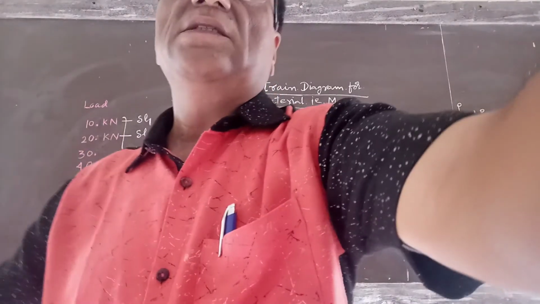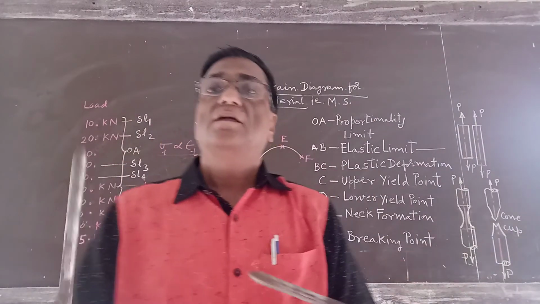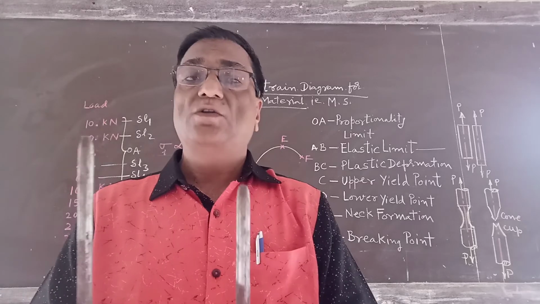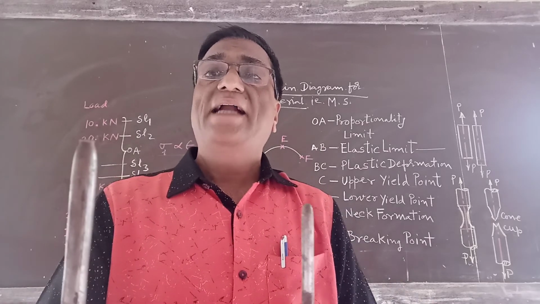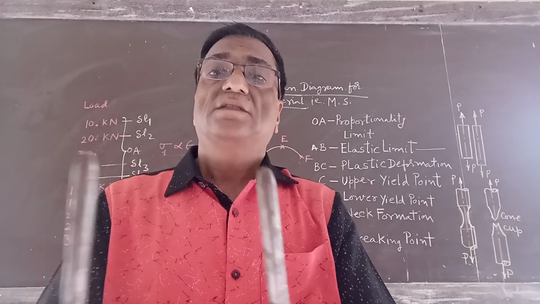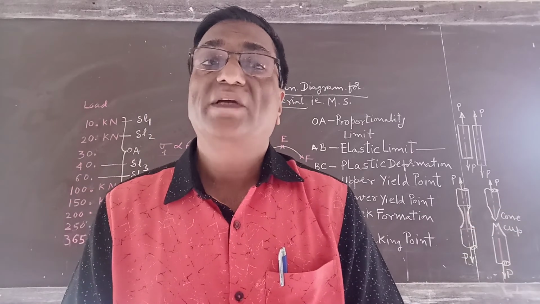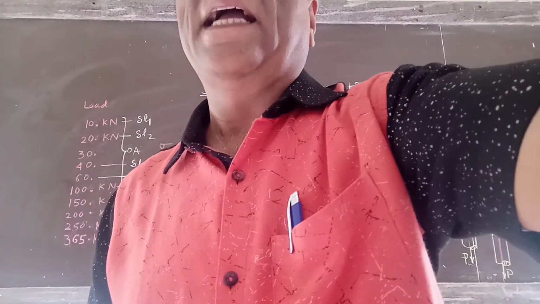This is a sample of a rod on which the tensile test was performed on the UTM. Here, this is the cup and this is the cone. So the specimen breaks with cup and cone formation. So this is all about the stress strain diagram.